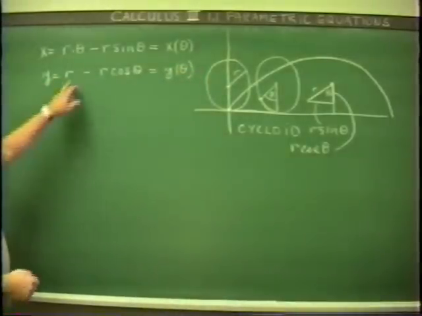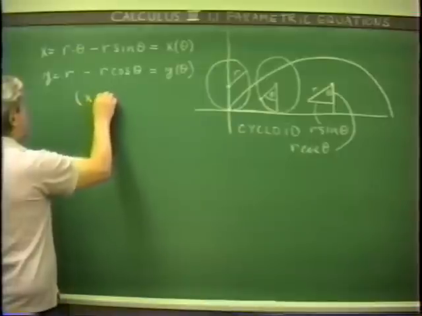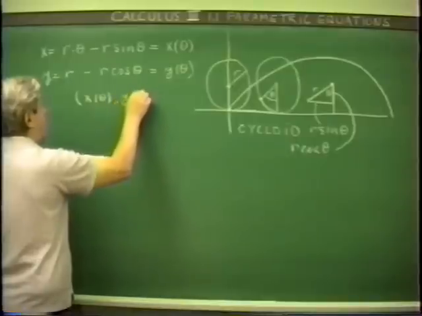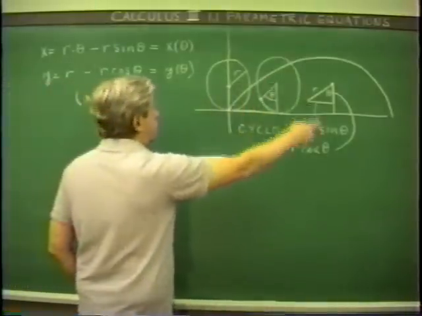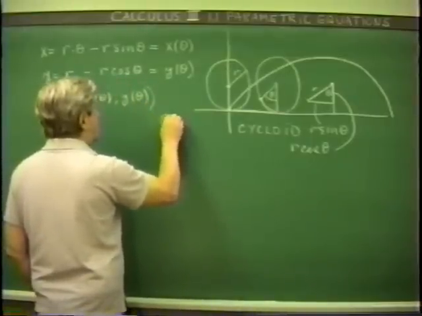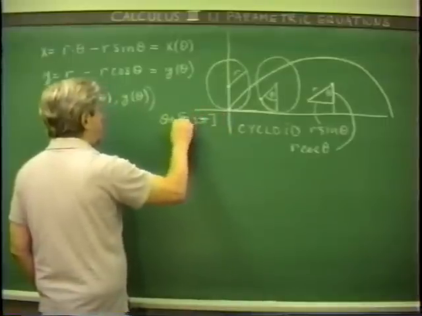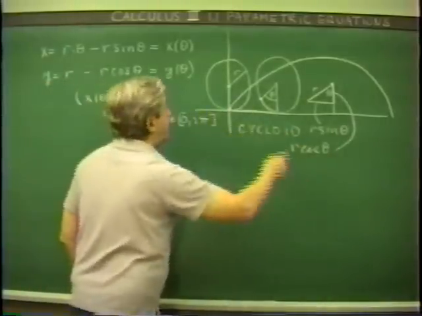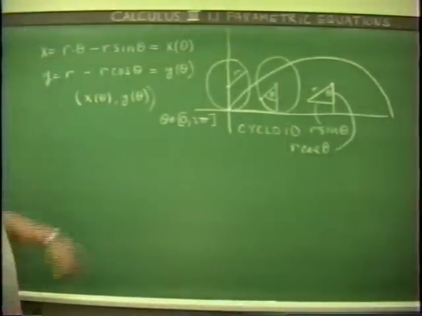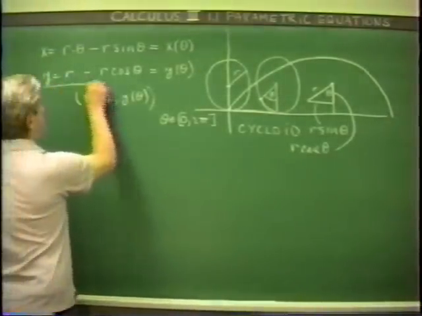And consequently, what we've done is we've parameterized this curve. It consists of all the points x of theta, y of theta, as theta goes between 0 and 2 pi. If we wanted this to roll on indefinitely, it would continue to make curves like this, and we'd let theta go between 0 and infinity. All right, so this is the cycloid.